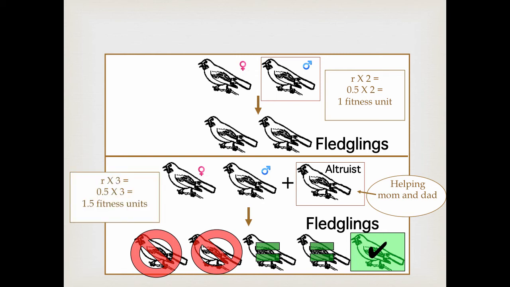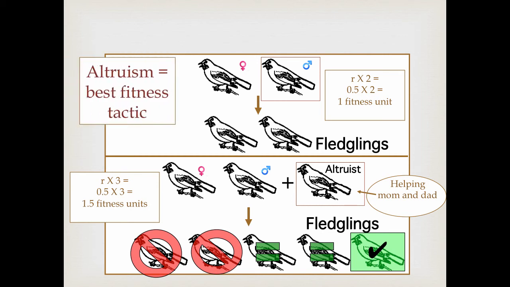Because in this situation, now you're producing these three individuals. Again, two of those you could have done on your own, but this extra one makes it add up to 1.5 fitness units compared to breeding on your own with just one. So in this situation, altruism is actually the best fitness tactic from an evolutionary point of view. You're passing on more copies of your genes through your parents by not breeding and just helping them be more efficient in their breeding.